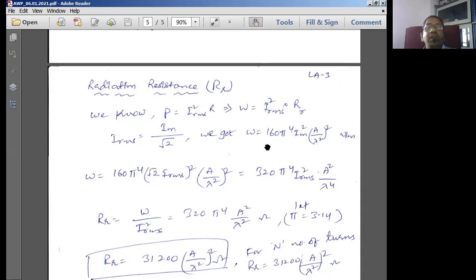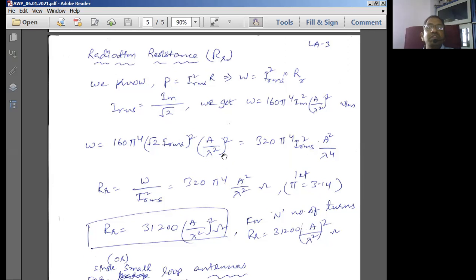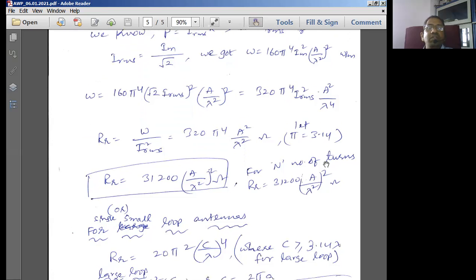So we got W is equal to 160 pi to the power 4 Im square (A by lambda) square whole square, which is going to be watts per meter. Now what is Im? I can replace Im as root 2 times I_RMS from this equation, so Im becomes (root 2 I_RMS) whole square. Then I'll be solving this equation. Once I solve this equation, I'll be getting this entire thing over here.